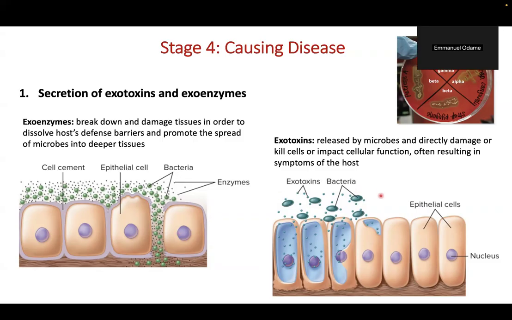And then we have the second mechanism, exotoxins, which are released by the microbes and they directly damage and kill the cells or impact the cellular function. And then we also see this as symptoms in the host. So instead of damaging the tissue or breaking the bonds between cells, this time around they attack the cells itself and just kill the cells. One such example is what we've seen so far in the lab experiments where we used the Staphylococcus species. We have the alpha hemolysis, beta hemolysis, where the Staphylococcus is just attacking the blood cells.